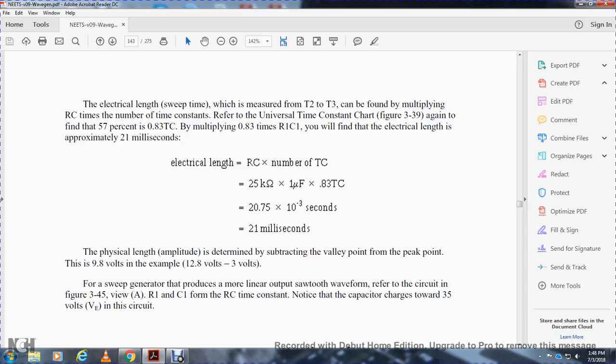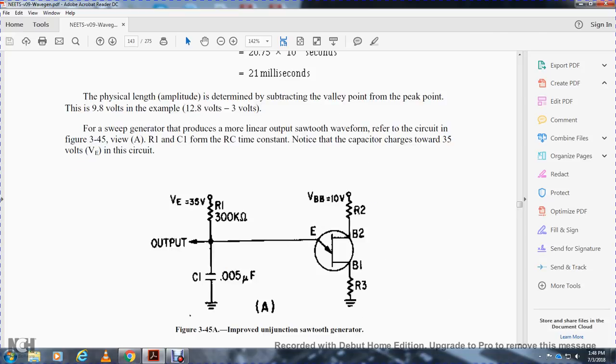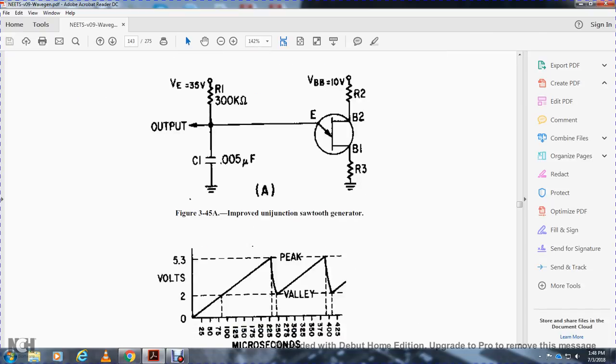The sweep generator produces a more linear output, the solid waveform, referring to the circuit in figure 345A. Resistor 1 and capacitor 1 form the RC time constant over which the capacitor charges toward 34 volts in the circuit. Figure 345A, unijunction sawtooth generator: voltage 35 volts, resistor 1 300 kilohms, output, capacitor 1 5,000 microfarad, base 1, resistor 2, base 2, resistor 3, emitter.